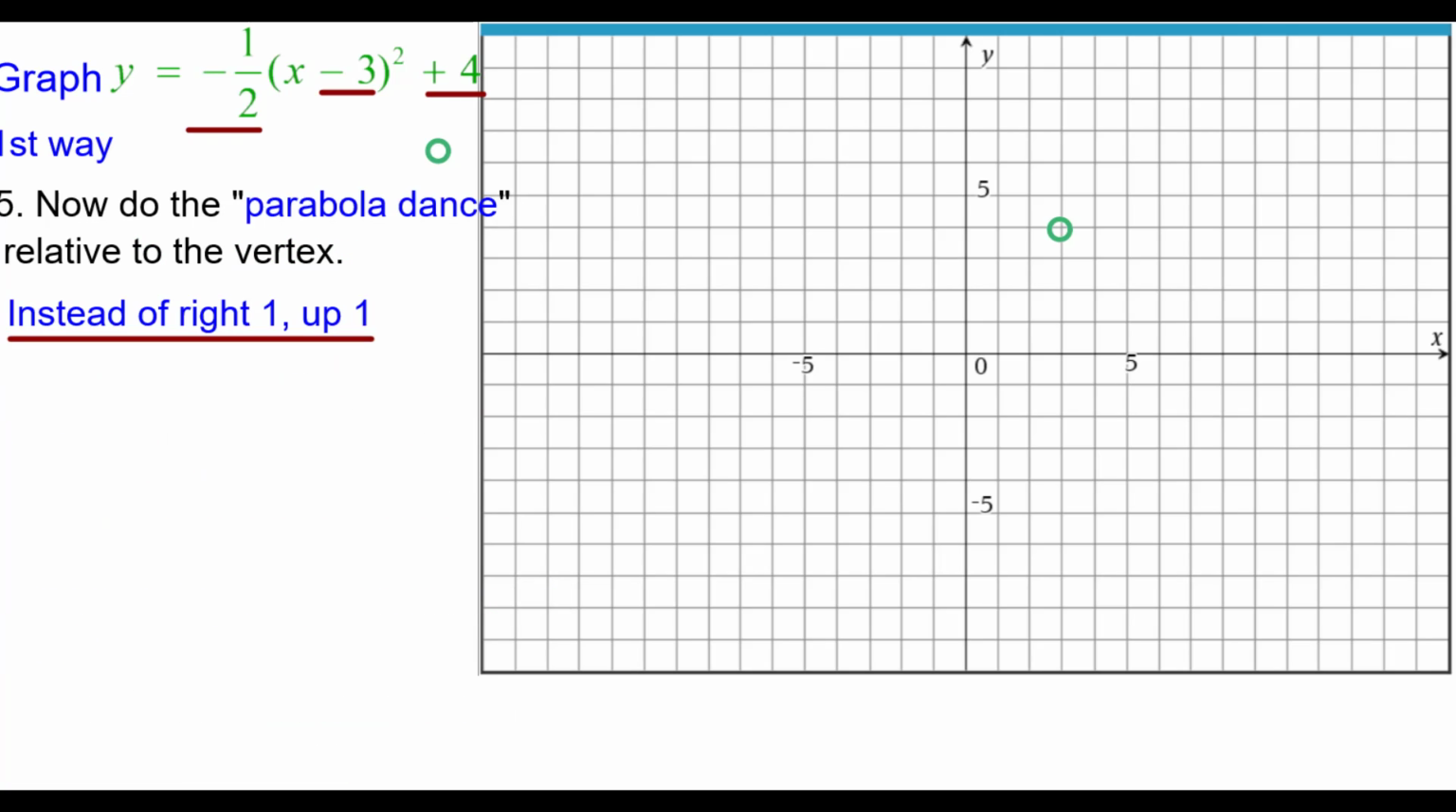We start off, instead of right 1, up 1, it's going to be right 1, down 1/2. -1/2 times 1 is -1/2. Instead of right 2, up 4, it'll be right 2, down 2, multiplying 4 by -1/2. Instead of right 3, up 9, it will be right 3, down 9/2, again because of that -1/2. You go ahead and get the points on the other side of the vertex. Press pause and resume when you're ready.